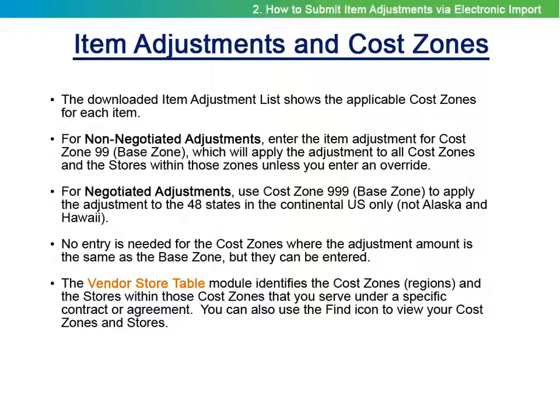No entry is needed for the cost zones where the adjustment amount is the same as the base zone, but they can be entered. The online vendor store table identifies the cost zones and stores specific to your contract or agreement with DECA. You can filter the vendor store table by store ID, DODAC, store name, distributor code, or cost zone to find the information you need. Additionally, a crosswalk of cost zones, regions, and pricing DODACs is provided in the vendor reference guide.